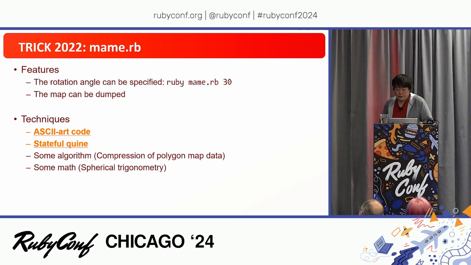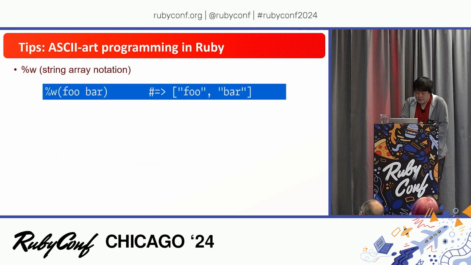Implementation techniques include ASCII programming and Quine with steps, and also compression of map depth and some math. But today I will briefly explain the first two tips. The first one is ASCII programming. It is easier than you may think in Ruby. To make Ruby code in ASCII, the key is the %w literal.